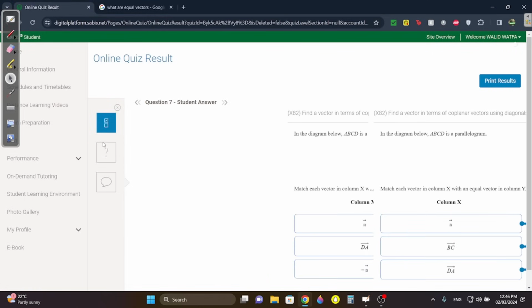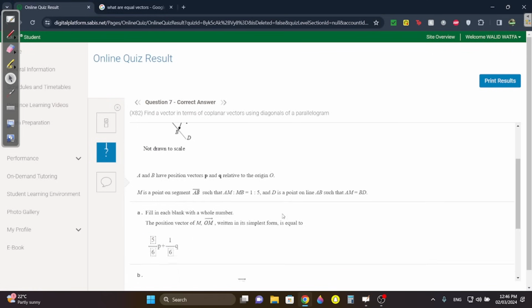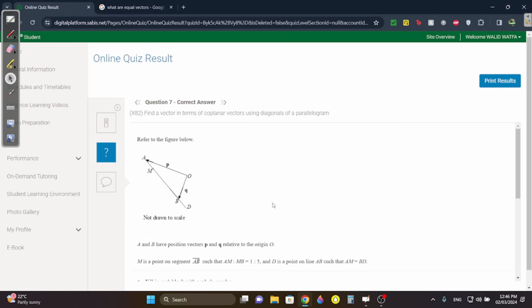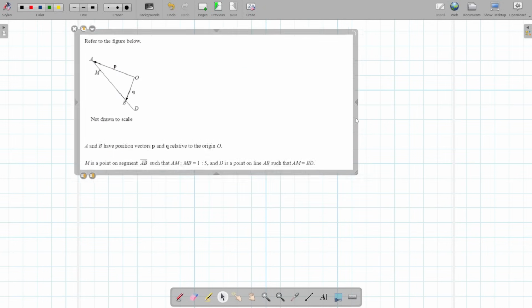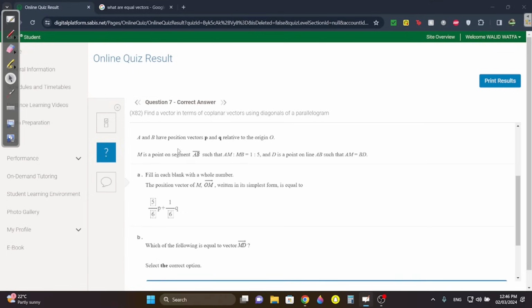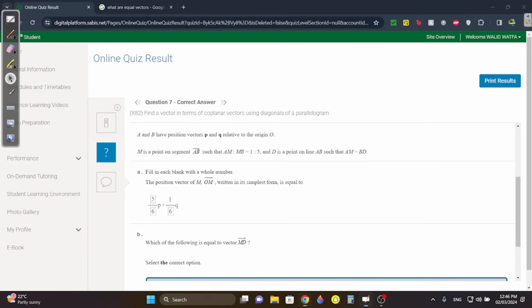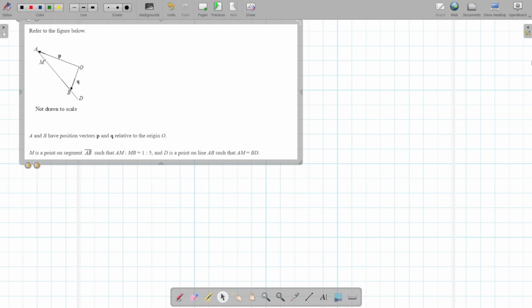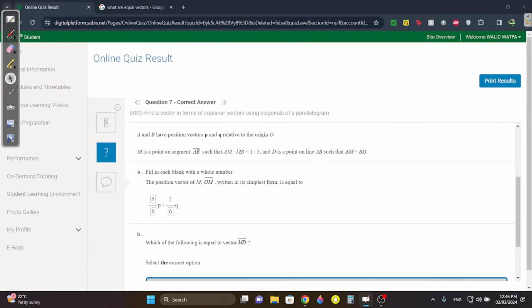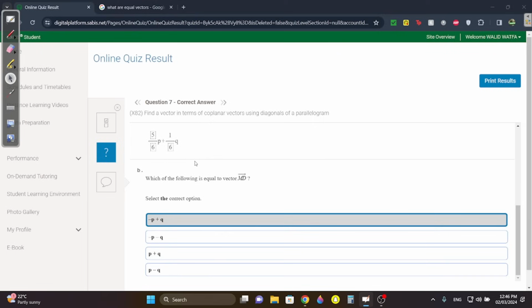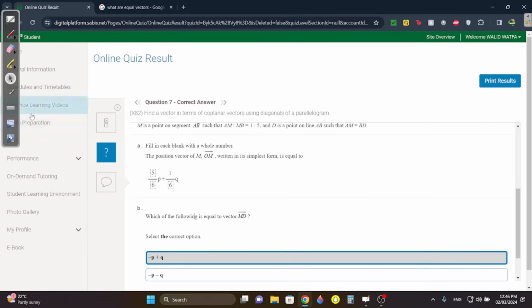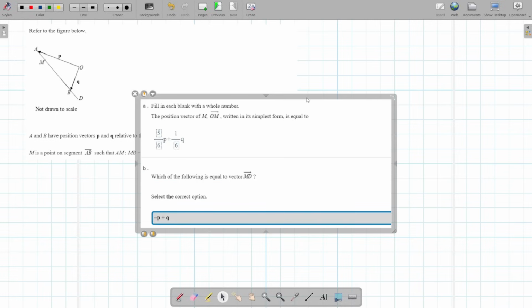Question 7. Let me cut it. Did I take this? Yeah, I took them. Just 1 second. Current page.